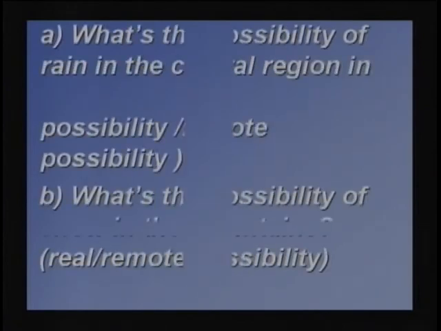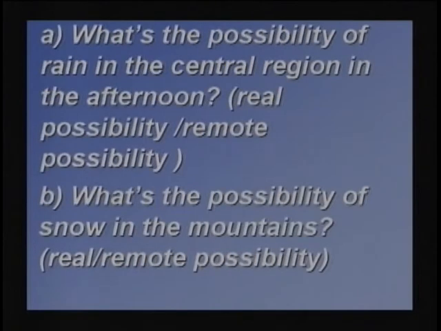Okay, this exercise reads: Read these questions and underline the correct answer according to the weather report. Look at the report again. Item A. What's the possibility of rain in the central region in the afternoon? O sea, ¿cuál es la posibilidad de que llueva en la región central durante la tarde?